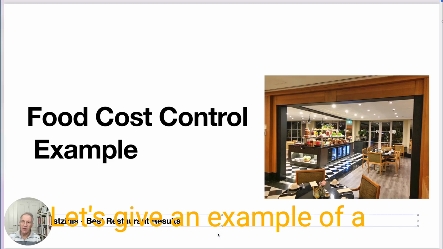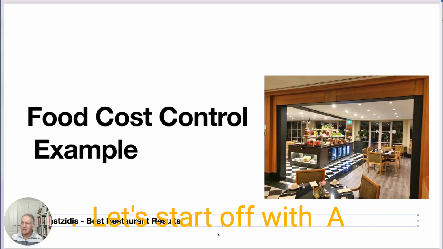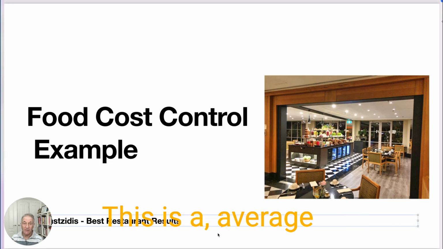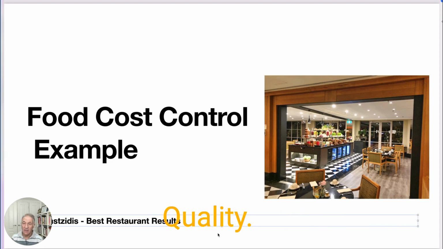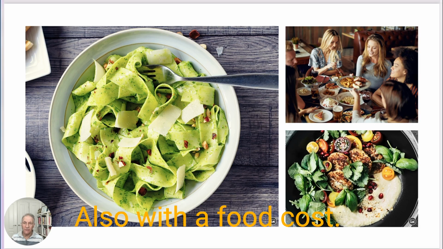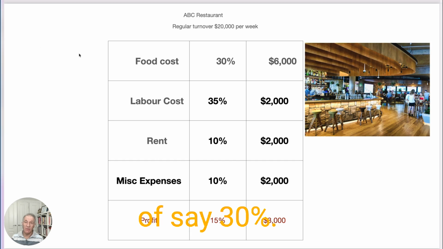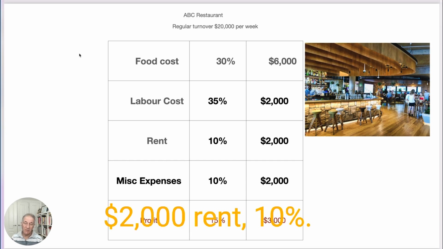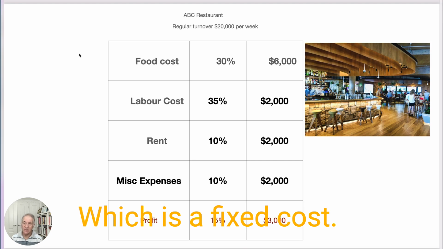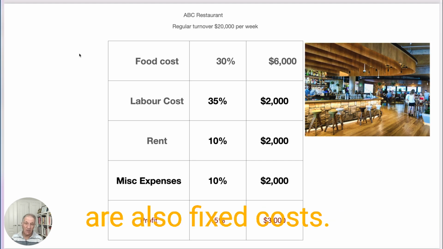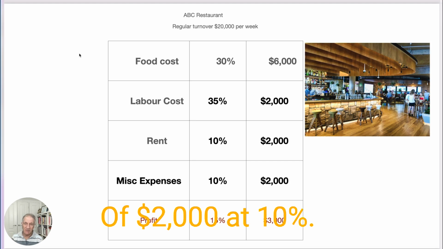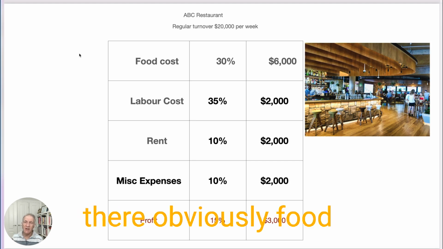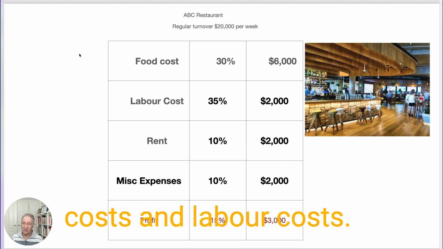And let's give an example of a food cost control system. Let's start off with a typical restaurant. Let's just say average restaurant, medium quality, doing about $20,000 a week turnover, and also with a food cost of say 30%, $6,000, a labor cost of 35%, $2,000 rent, 10%, which is a fixed cost, miscellaneous expenses, which are also fixed costs of $2,000 or 10%. So two variable costs there, obviously food cost and labor cost.